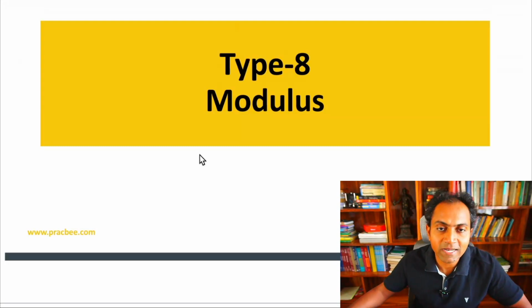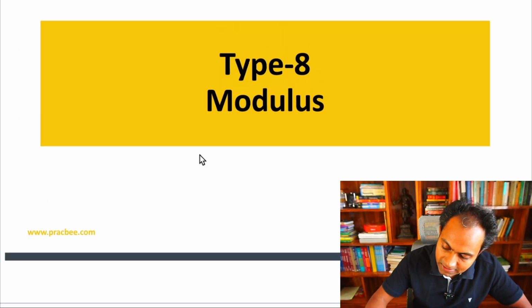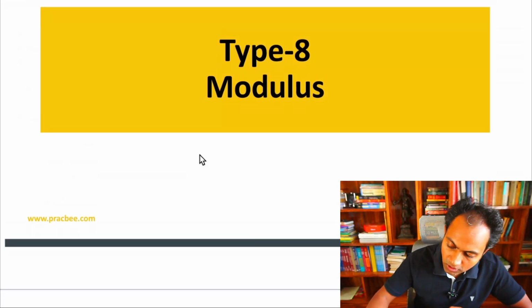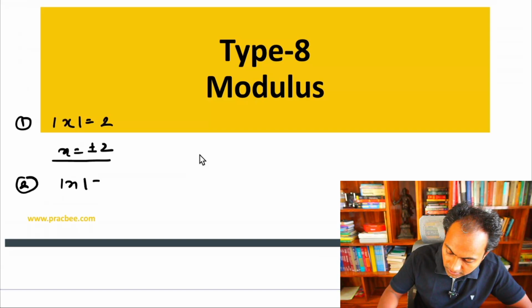Now let us start with type 8 problems that are based on the intersection of modulus and set theory. Now here, before solving a question, there are 2-3 things that you should know about modulus. If I am solving a modulus equation and if modulus of x is equal to 2, that would mean x can take 2 values, plus minus 2. Second is, if modulus of x is equal to minus 2, there is no solution to it.